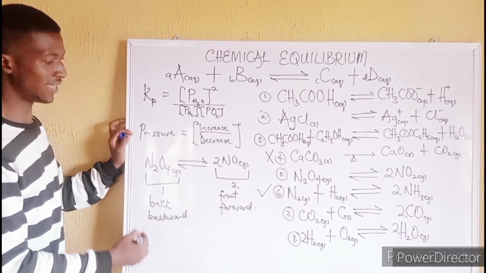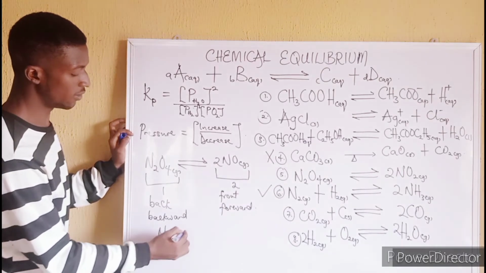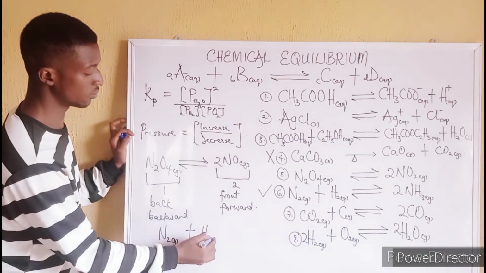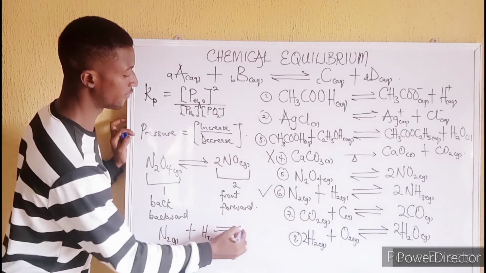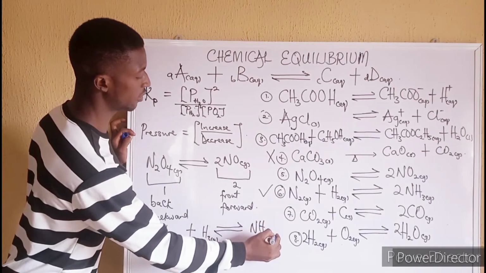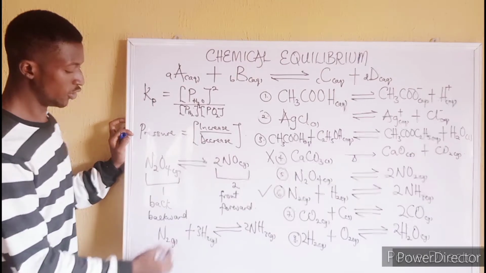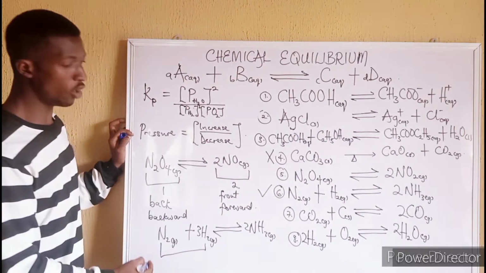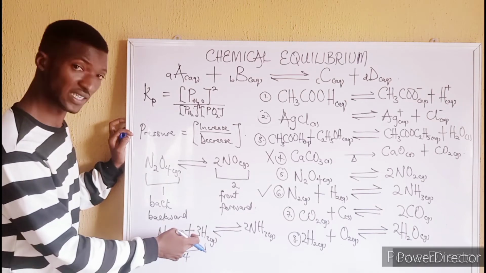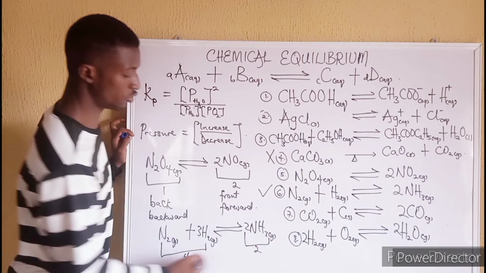Let's take another example in which you have N2 gas plus H2 gas to give NH3 gas, which is ammonia. In this case now, you realize that the number of mole of reactant here is 4, 1 plus 3 will give us 4. And the number of mole of product here is 2.